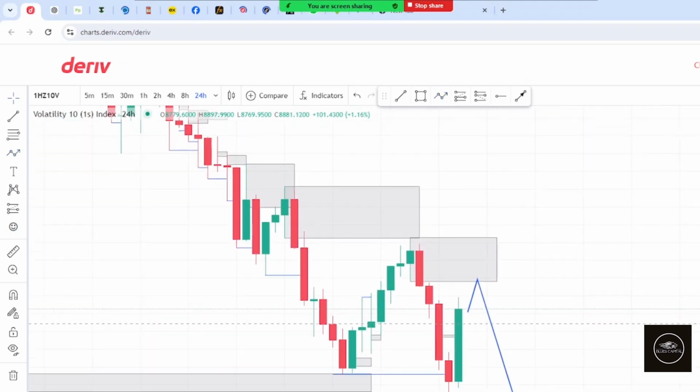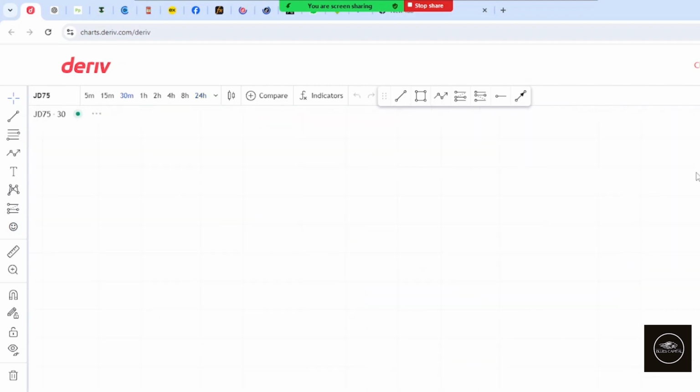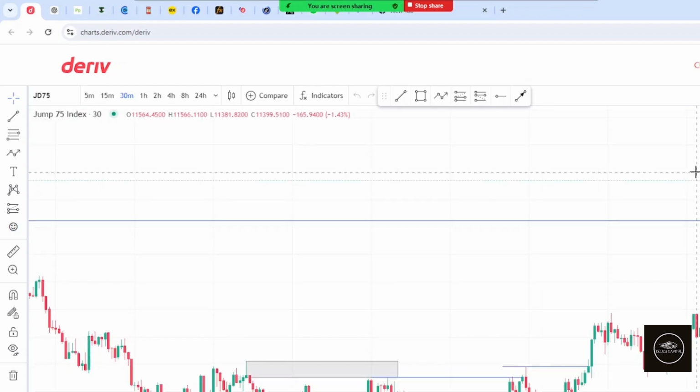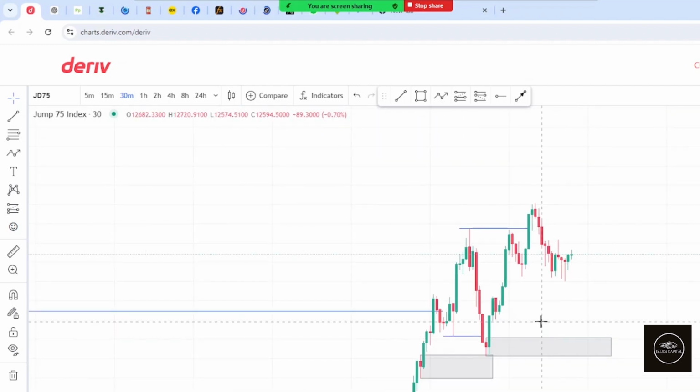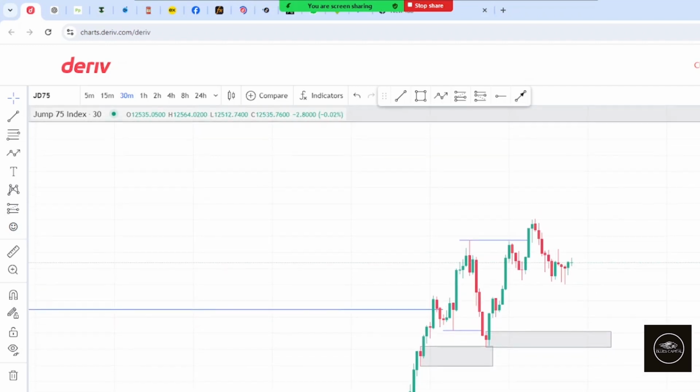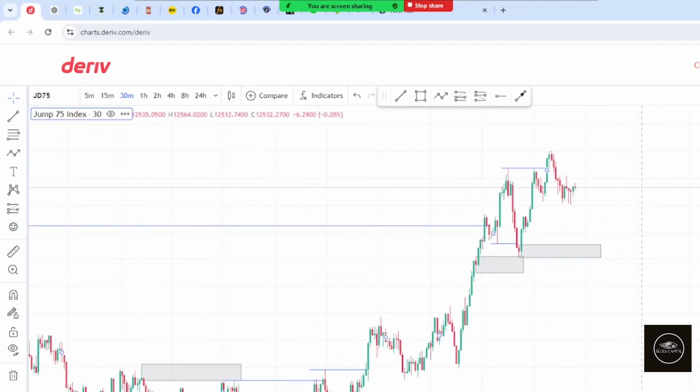So that's it. Another one is Jump 75. This is a particular trade I'm looking at for this demand zone. There are many demand zones though, but the main one is this one. This is the middle one. So this one has a lower probability, and this one has a higher probability.